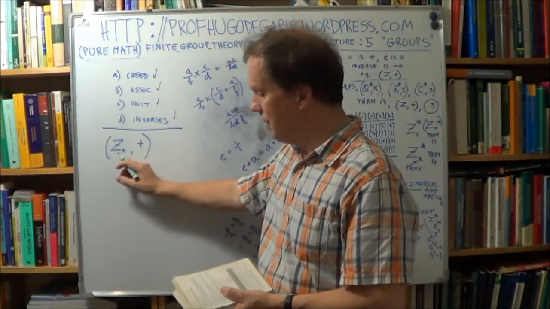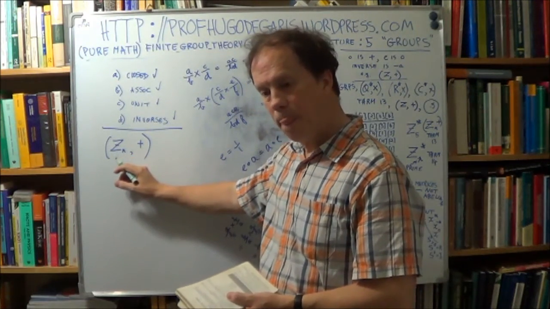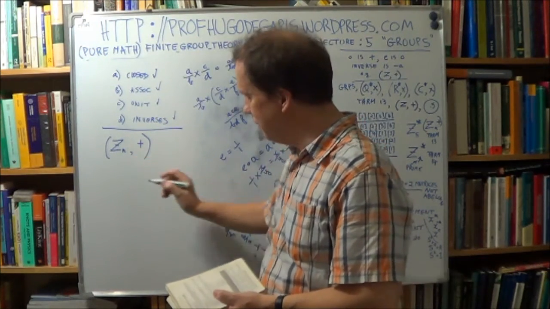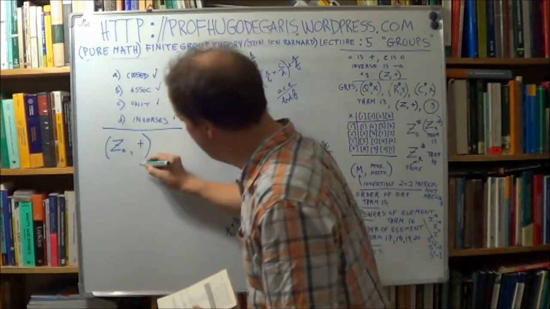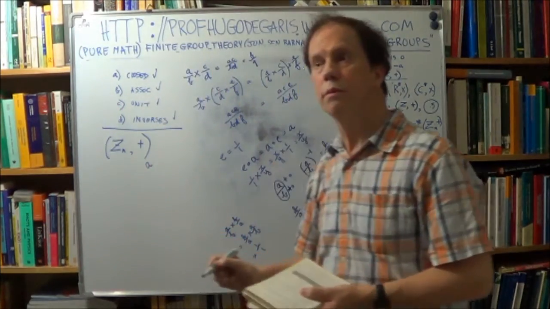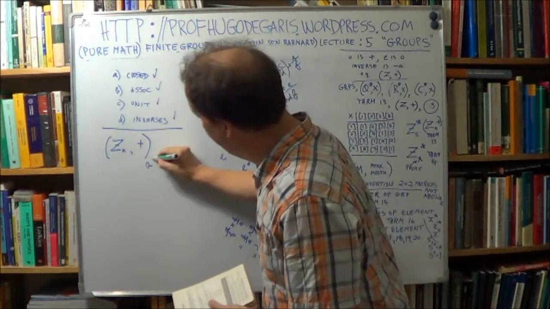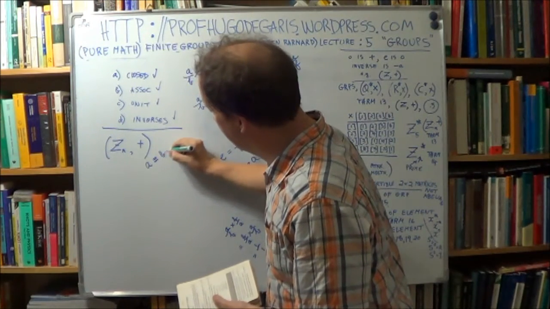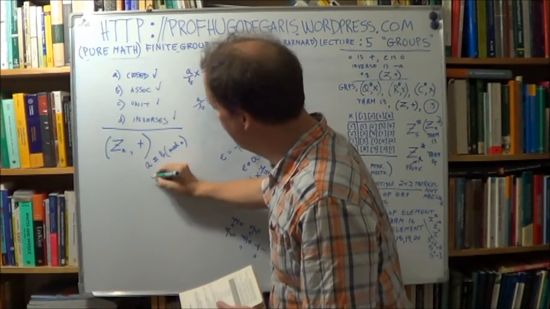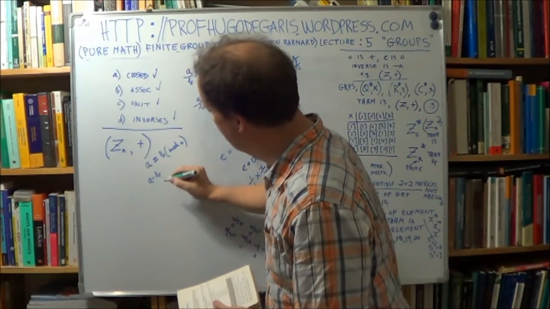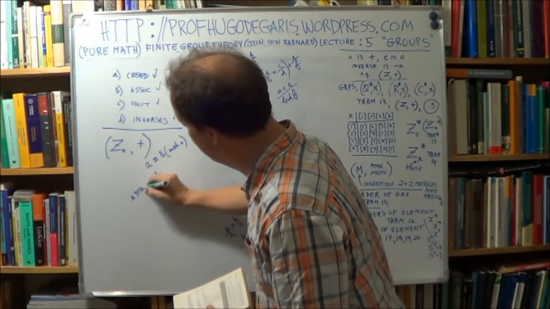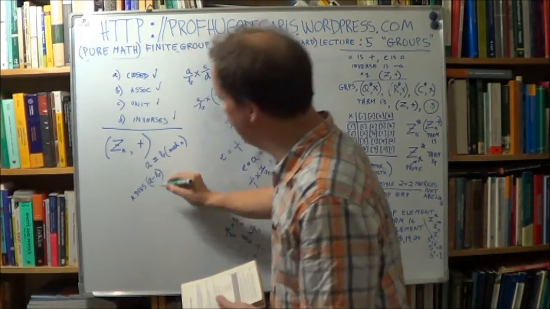The set of residue classes. Now, remember a bit of revision. Two numbers are said to be congruent mod n if n divides a minus b.